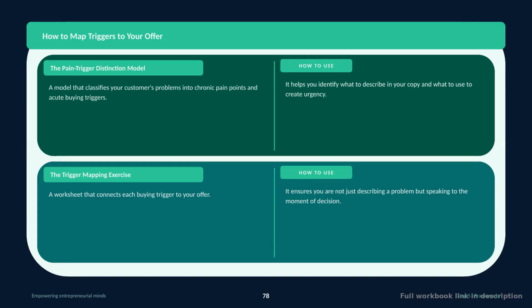You have two frameworks. First, the pain trigger distinction model. This classifies your customer's problems into chronic pain points and acute buying triggers. It helps you identify what to describe in your copy and what to use to create urgency. Second, the trigger mapping exercise. This is a worksheet that connects each buying trigger to your offer. It ensures you are not just describing a problem, but speaking to the moment of decision.